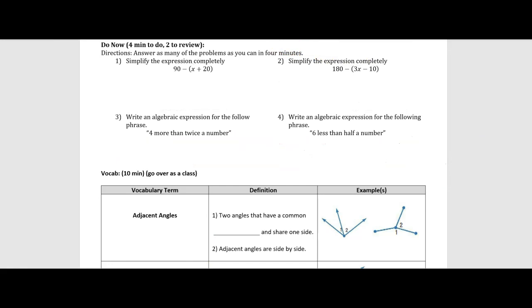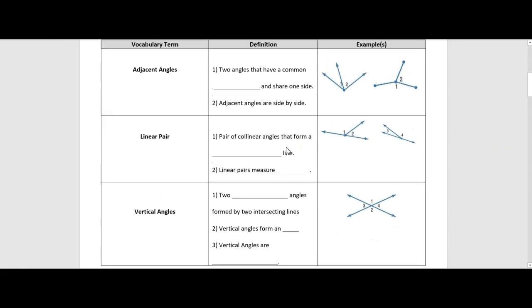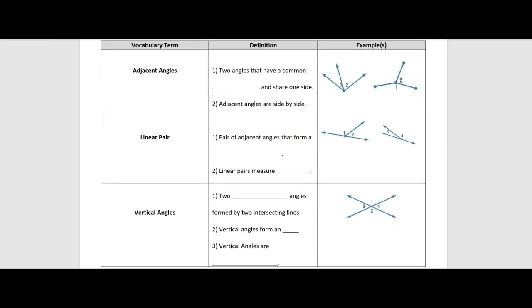All right, let's look at some of our vocab for today. We are going to start off with adjacent angles. And adjacent angles are 2 angles that have a common vertex and share one side. You can think of adjacent angles as angles that are side by side. So if we come over here to our examples, we have a red angle here, angle number 1. It shares a side with angle number 2 as well as a vertex. So adjacent angles share a side and a vertex.